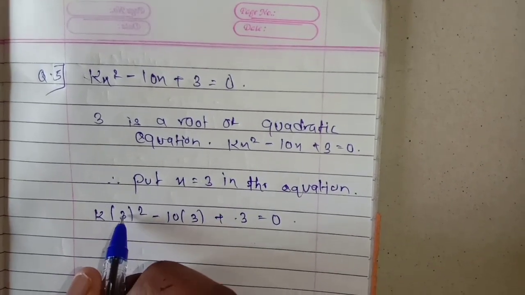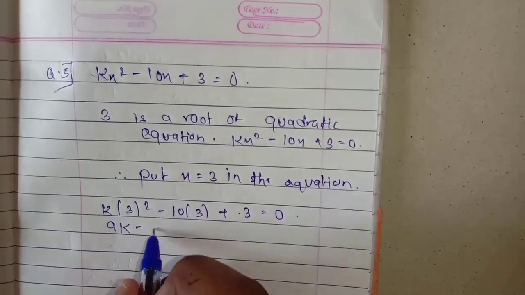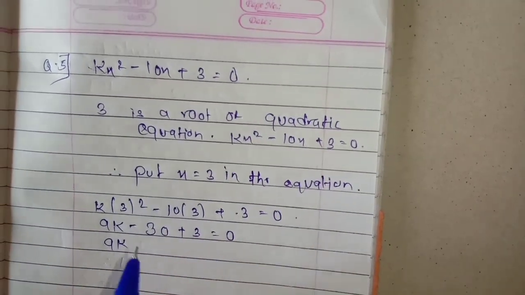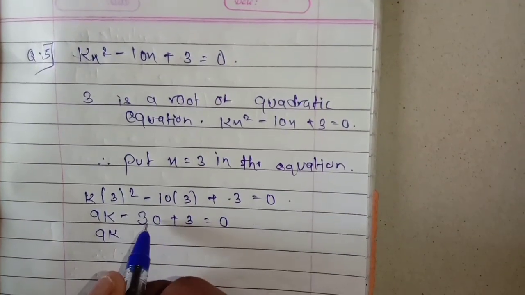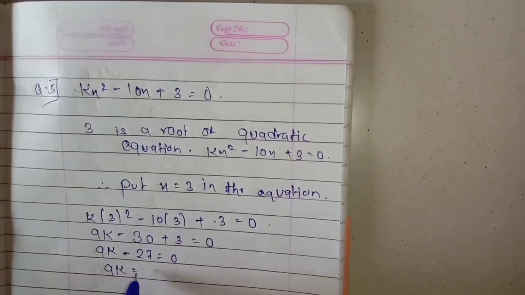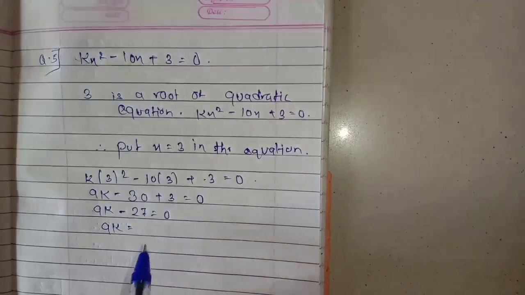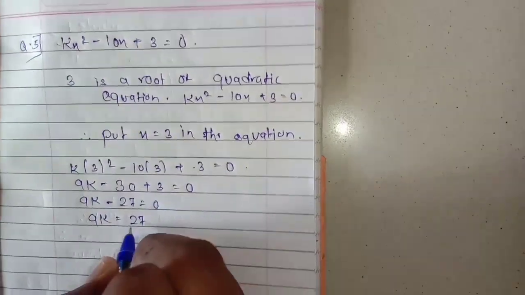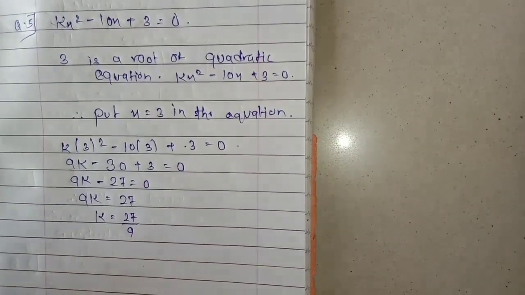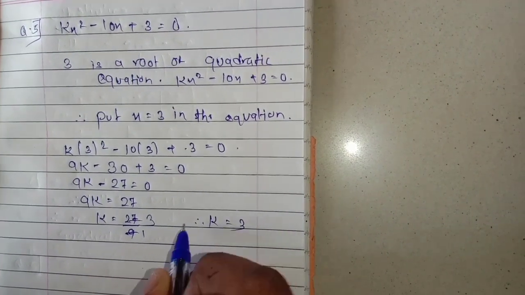So k into 3 square, that is 9k, minus 10 into 3, that is 30, plus 3 is equal to 0. So 9k minus 30 plus 3, minus 30 plus 3 becomes minus 27, so 9k minus 27 is equal to 0. So 9k is equal to 27, as minus 27 goes to the other side and becomes plus 27. So k is equal to 27 divided by 9. In the 9 table, 9 threes are 27, and therefore we find the k value as 3.